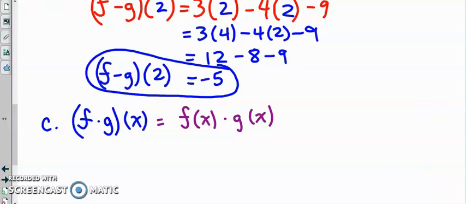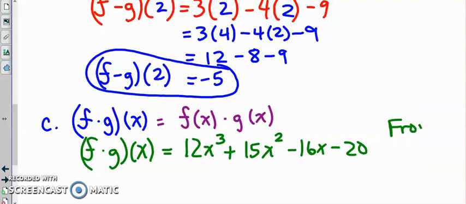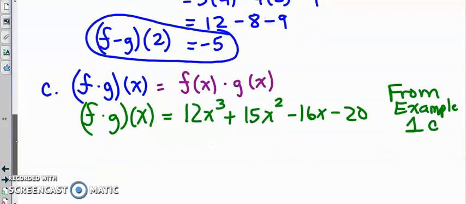All right, so again, really quick. We got 12x cubed plus 15x squared minus 16x minus 20. And again, this comes from example 1a, example 1c. Okay, so we pull that from there. And again, this one, the value is -1.